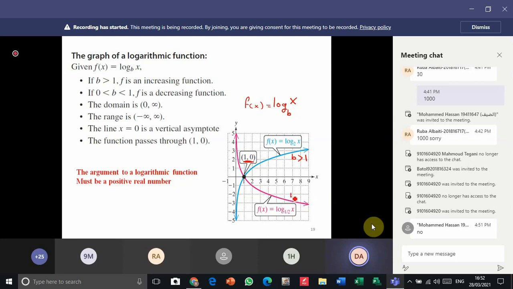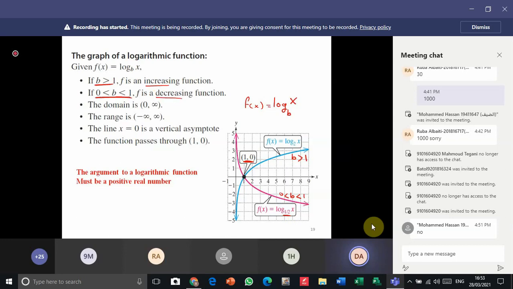If we have b between 0 and 1, for example, 1 over 2, 3 over 5, 2 over 7, any value of the base between 0 and 1, so the logarithm is decreasing, and passing through 1, 0. Look at this example, the base is half, so this is between 0 and 1, so we have a decreasing logarithm. In general, b greater than 1 increases, between 0 and 1 decreases.